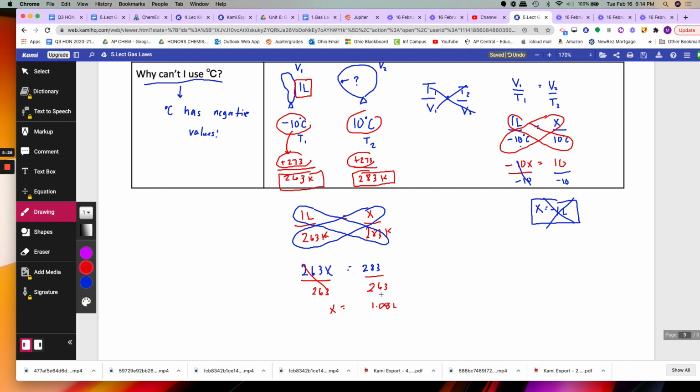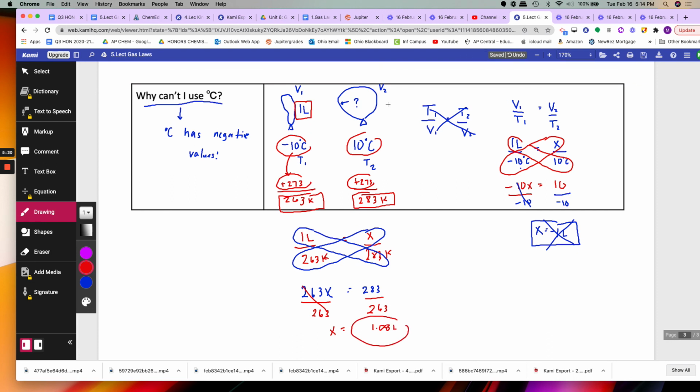Does that number make sense? Does the balloon get bigger when you put it into a hotter room? 1.08 liters. It does. It goes from 1 liter to 1.08 liters. Okay, so this is why you cannot use negative values.